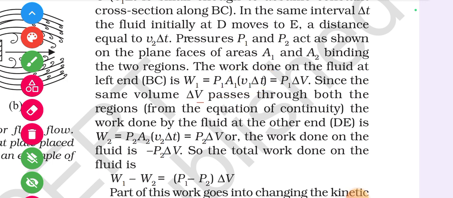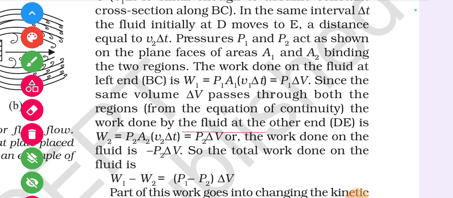Since the same volume delta V passes through both regions, the volume has to be the same. From the equation of continuity, as we have seen, the same mass flows. Suppose mass m or volume V enters a pipe at a particular time, then in the same time interval the same mass or same volume will exit from the other end of the pipe. So the volume has to be the same.